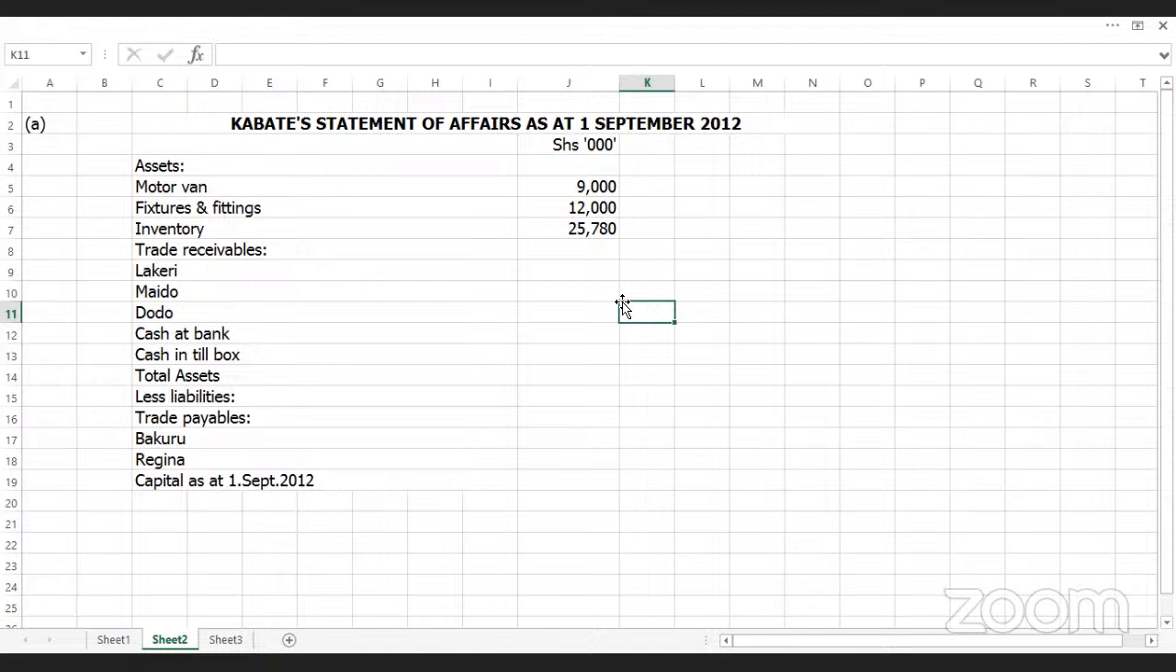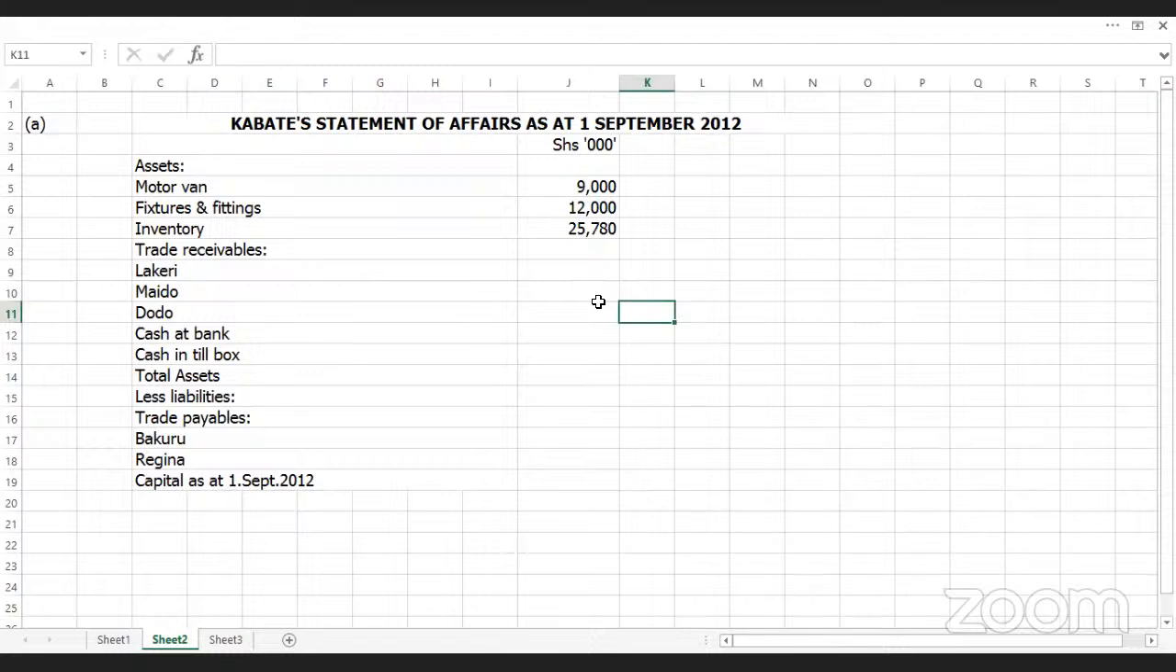Trade receivables. Before we go to it, who are trade receivables? Who can explain what trade receivable means? I think these are people who are supposed to pay Kabate. People who are supposed to pay Kabate. Okay, thank you, Alan.